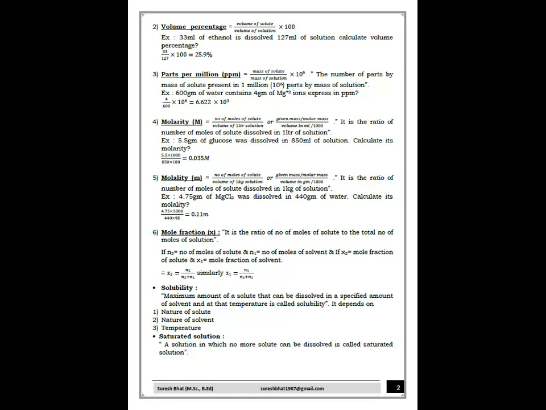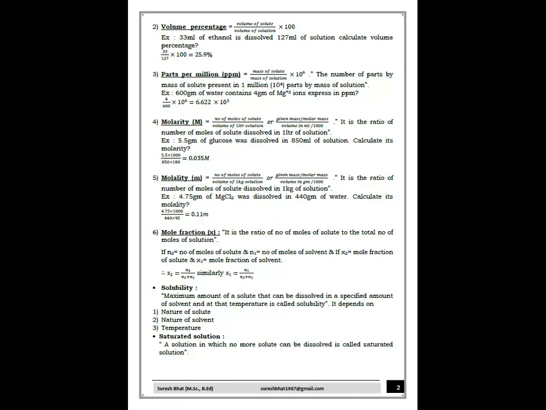So next, based upon the solubility, we go for the next term called a saturated solution. Now, what do you mean by saturated solution? It is a solution in which no more solute can be dissolved. It is a very simple definition. Saturated solution means a solution in which I cannot add still more quantity of the solute, right?